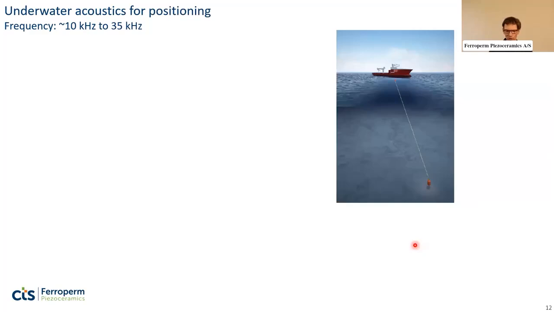Final example of underwater acoustics is actually for positioning. So you can think of something similar to a GPS, but something which is working underwater. So here you have a transponder at the bottom of the sea, so basically something receiving an ultrasonic signal and sending it back. And then if you are in a ship with the right type of transducer, you can actually send signals down to this transponder and get an idea of where you are in comparison or relative to the transponder.